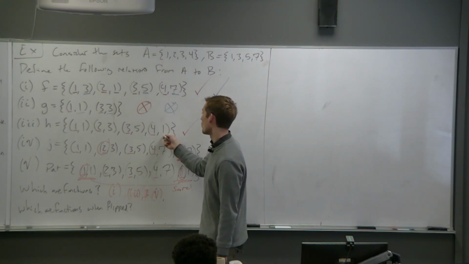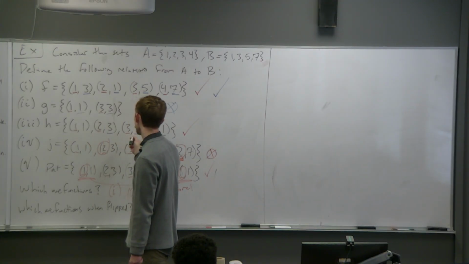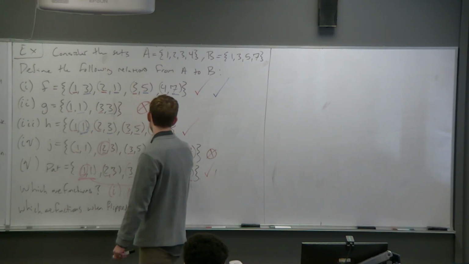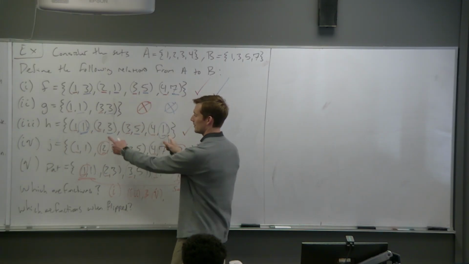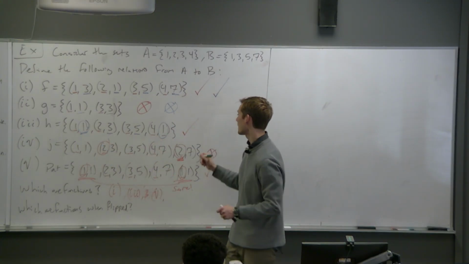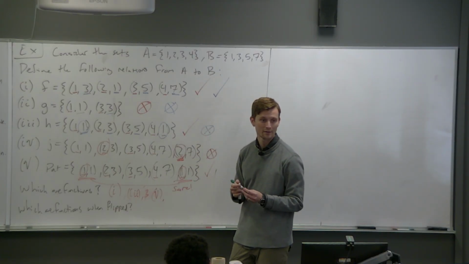Okay, what about 3? I've got 1, I've got 3, I've got 5, I don't have 7, and even worse, I've got 1 twice with different things next to it. Not a function, and not a function in 2 different ways.